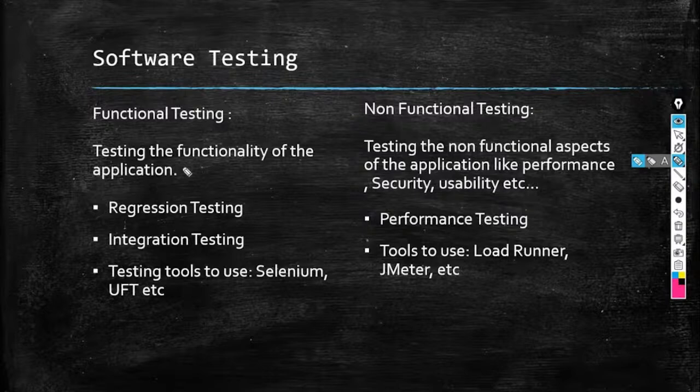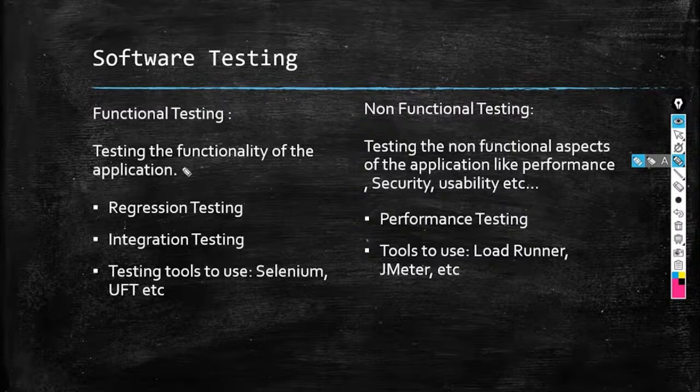For example, not from any software perspective, but in general, let's take an example of a lift. You are on the ground floor. If you want to go to the third floor, you go inside the lift and press 3. If you press 3, the lift should be going to the third floor. That means the functionality is working fine. That means we are testing the functionality. If I want to go to the fourth floor, I just press 4 and see whether it is going to the fourth floor or not.